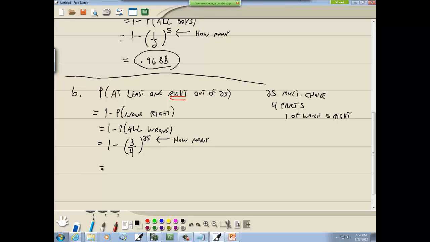So we'll have that, which gives us 1 minus 3 divided by 4 caret 25. And rounding to 4 decimal places, I got 0.9992. And that'd be our answer. Let me save that, and let's look at our last problem.